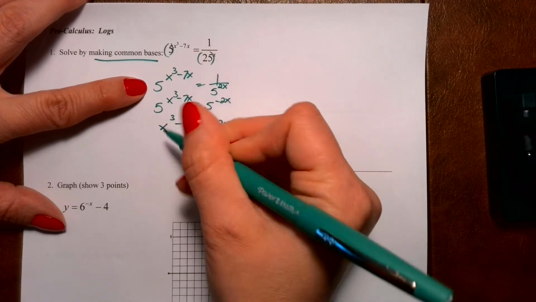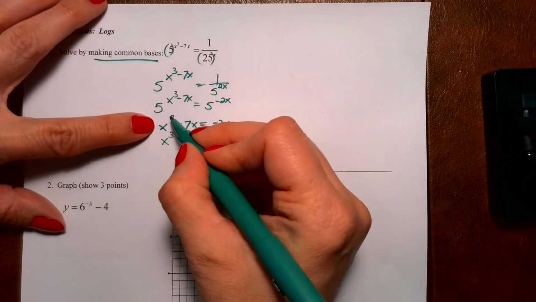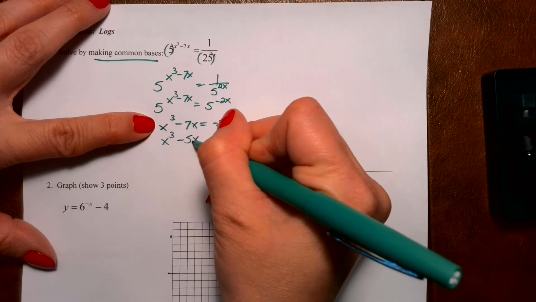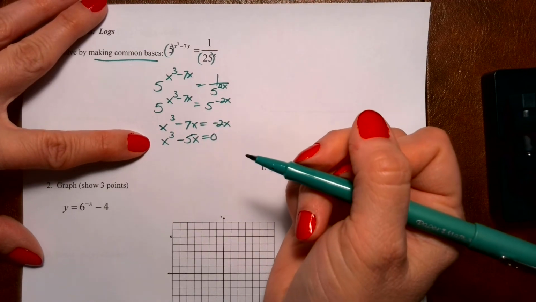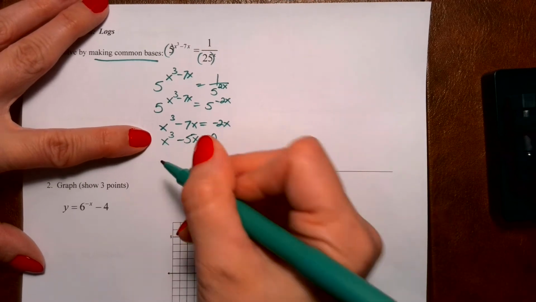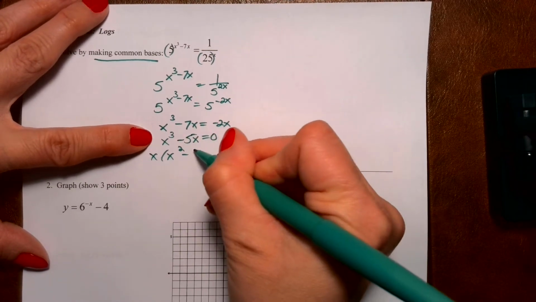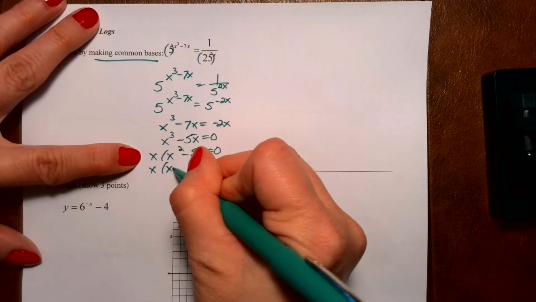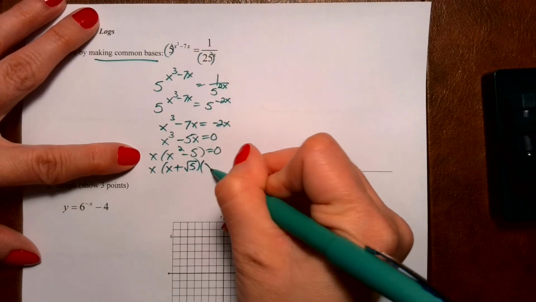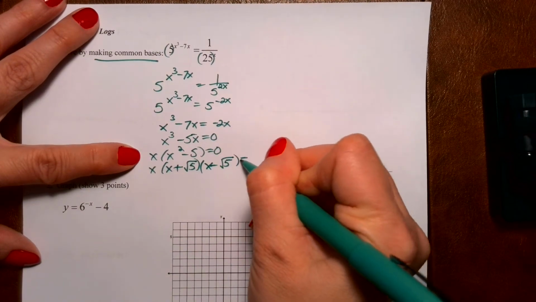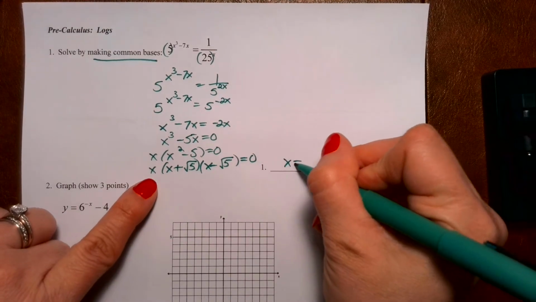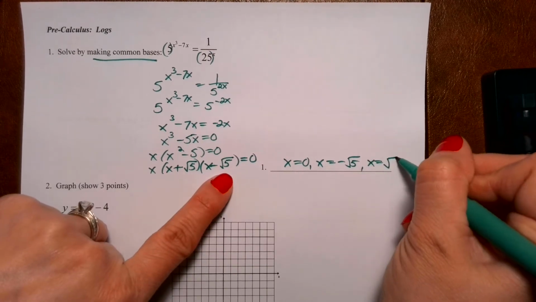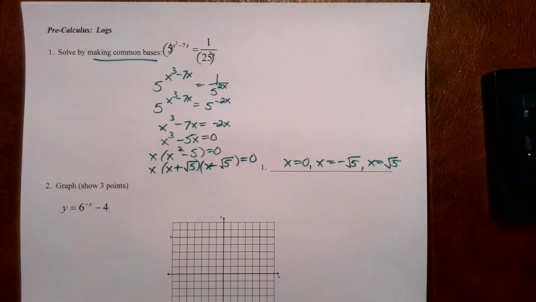Okay, and then we're going to go ahead and move everything over to one side. When you have a cubic, it means you're going to get 3 answers. Add 2x, that makes x cubed minus 5x equals 0. Okay, I'm going to solve a cubic by factoring out an x, leaving x squared minus 5. Okay, and then we're going to keep factoring this quadratic into x plus radical 5 and x minus radical 5 equals 0. Our 3 solutions are x equals 0, x equals negative radical 5, x equals positive radical 5.